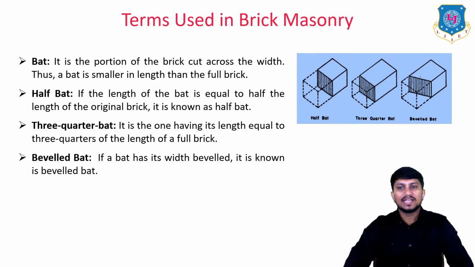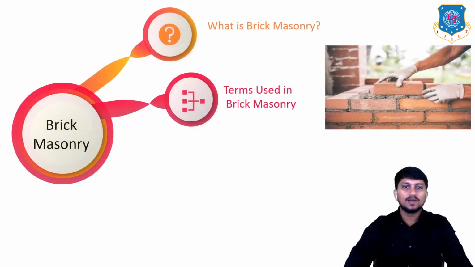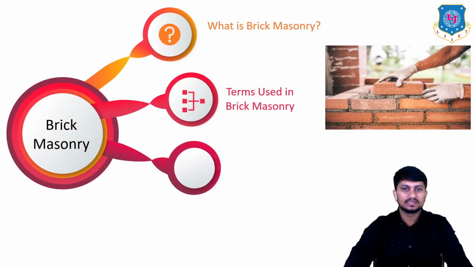Next is bevel bat. If a bat has its width beveled like this in this figure, it is known as a bevel bat. This is how half bat, three-quarter bat, and bevel bat look like. That's all about the various terms used in brick masonry.